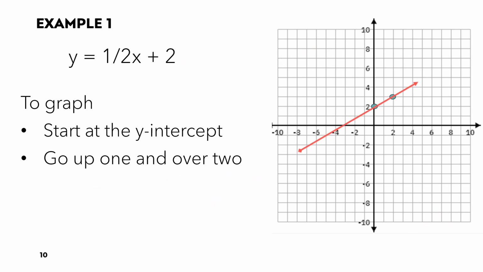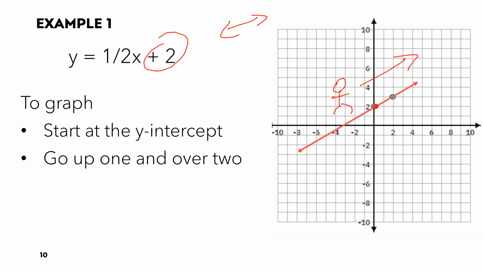So your graph should look like this. And when you draw your stick figure on it, your stick figure is walking uphill. So once again, 2 tells us where to start. Our slope tells us that our line should be slanted upward.